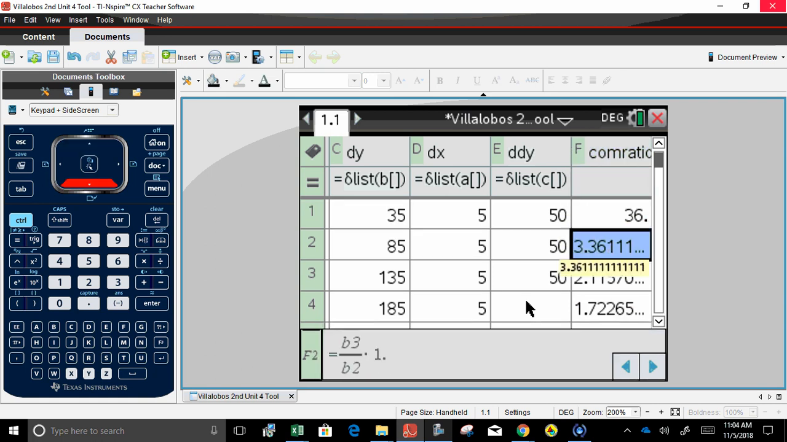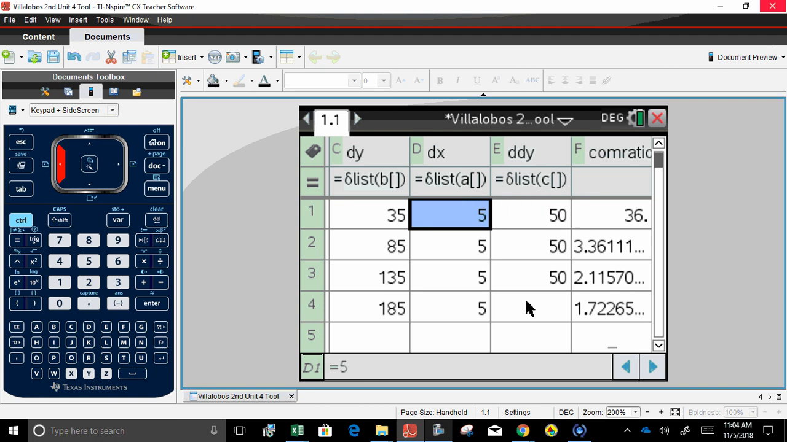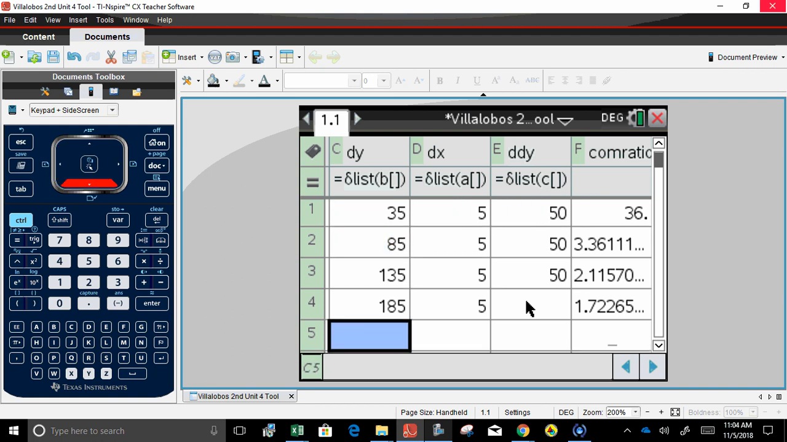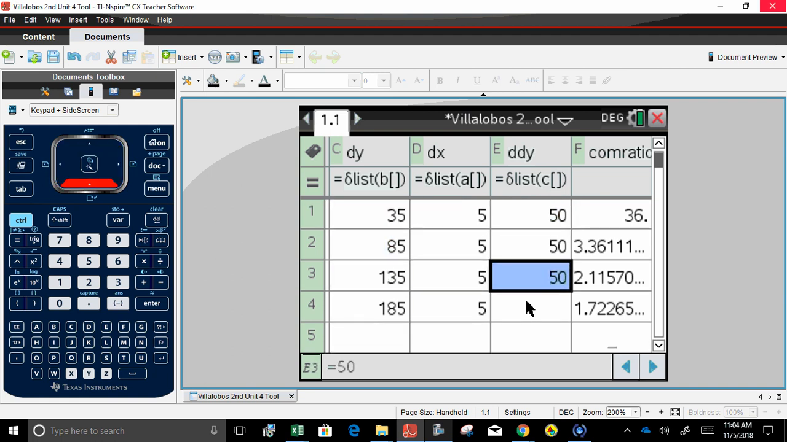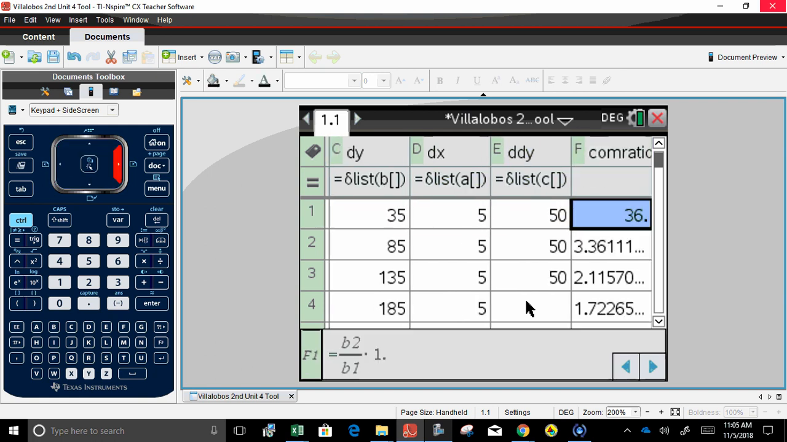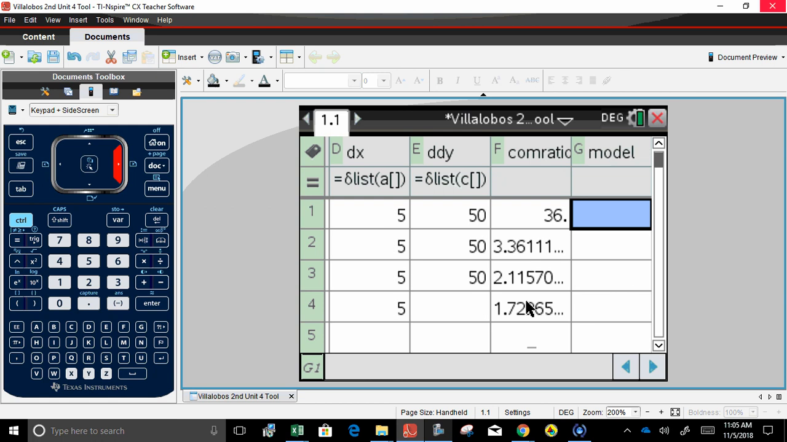Is the common ratio the same? No. So this is not exponential. Is the first difference constant? No. Is the second difference constant? Yes. So this is quadratic. That's the rule. And now I can run the regression here, and I can ask the computer for the model, or I could try to guess it if I had some information.